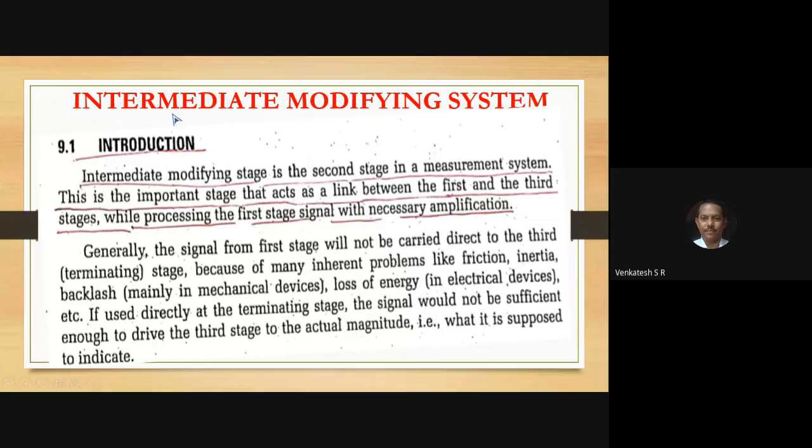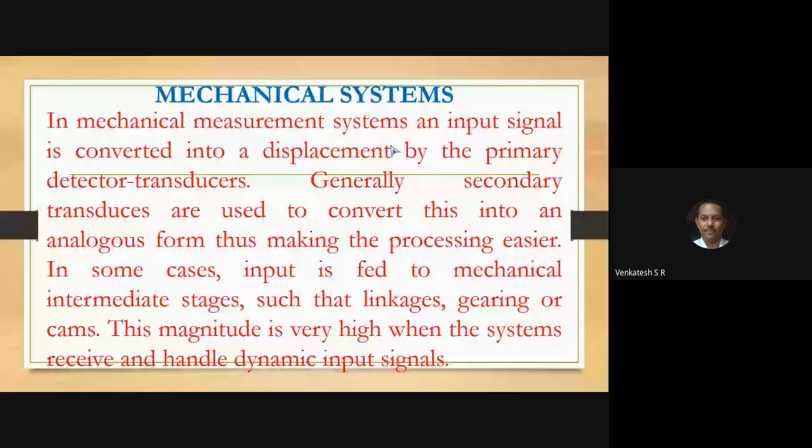The name itself indicates intermediate, which receives the signal from the primary stage, then the signal is amplified and converted into an analogous signal. Again, the analogous signal is converted into a voltage signal. Then it is fed to the final stage or the terminating stage where you can read the result of the measurement, that is temperature, pressure, or anything. So in that we studied the mechanical system.